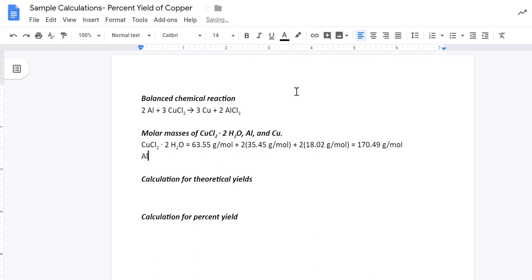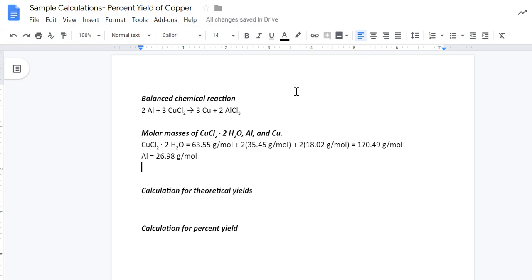If we look up aluminum on the periodic table, it has a molar mass of 26.98 grams per mole. And if we look up copper on the periodic table, it has a molar mass of 63.55 grams per mole.